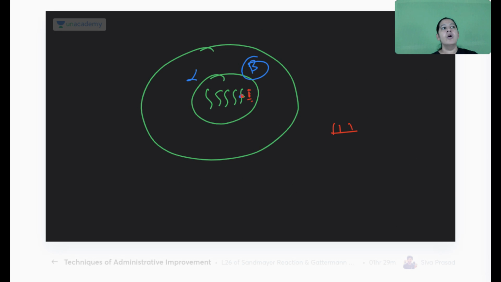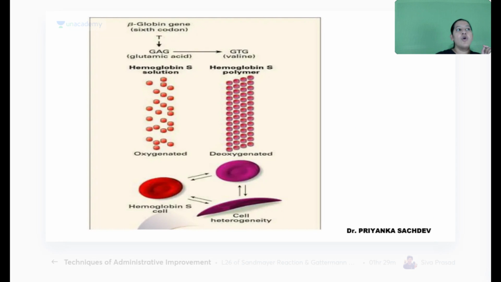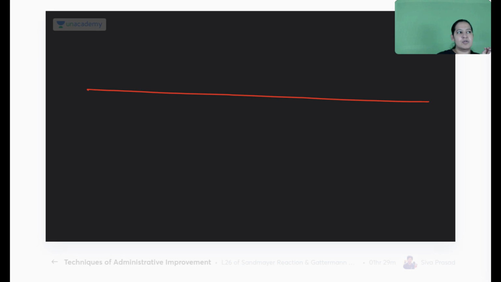We know it. Yes or no? So what is happening normally? Normally in beta globin there is the sixth codon, codon number 6. This is the mRNA. This is codon number 1, codon number 2, codon number 3, codon number 4, codon number 5. This is for beta globin of the hemoglobin. I'm not talking about alpha.